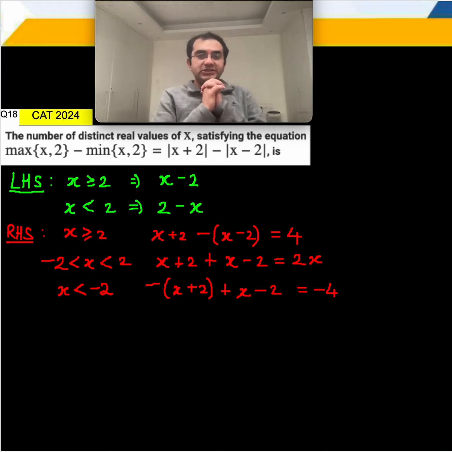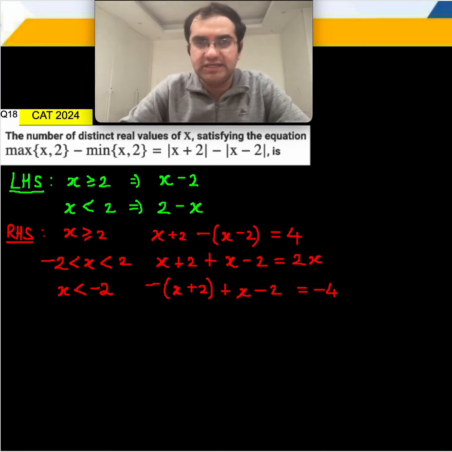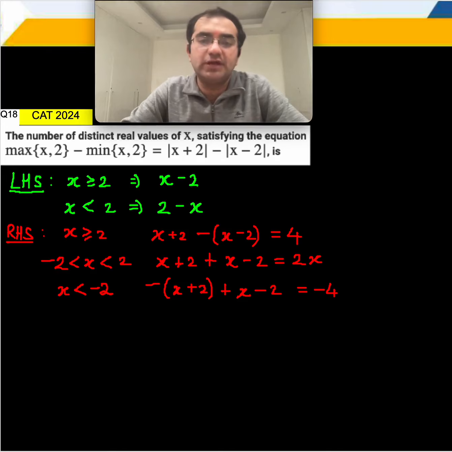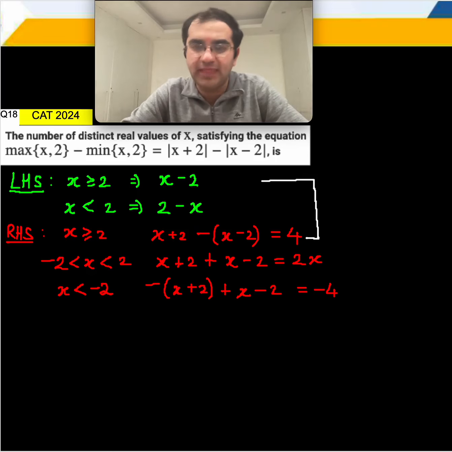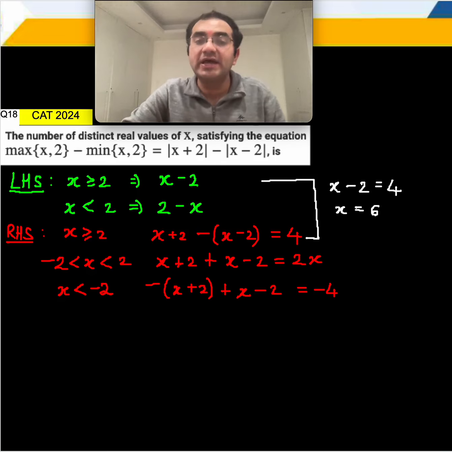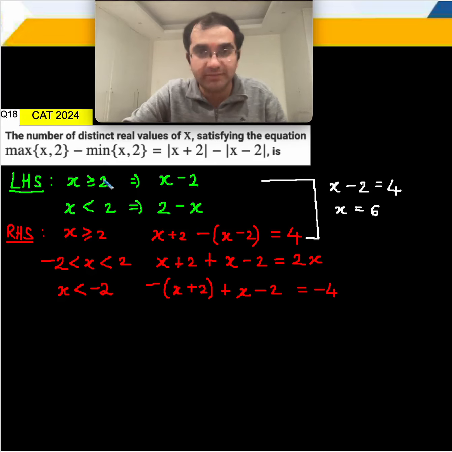For LHS to be equal to the RHS, let's take the individual ranges for the values. We take x greater than or equal to 2 and equate these two. x minus 2 is equal to 4. That means x is equal to 6. x equal to 6, is it greater than 2? Yes it is. So this is acceptable.